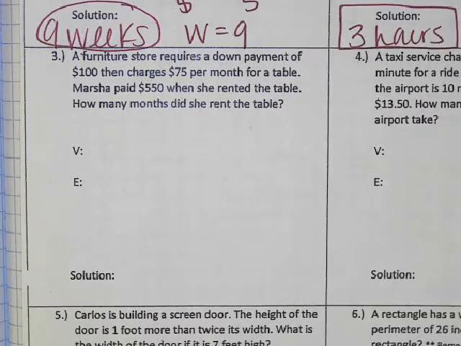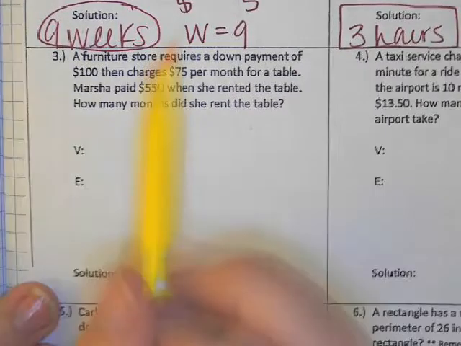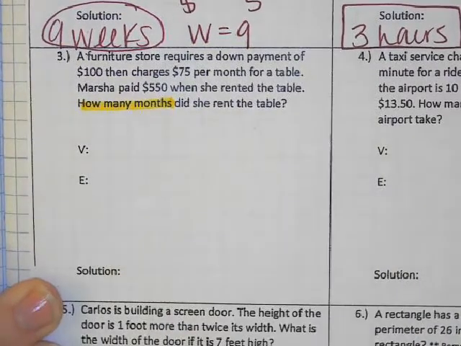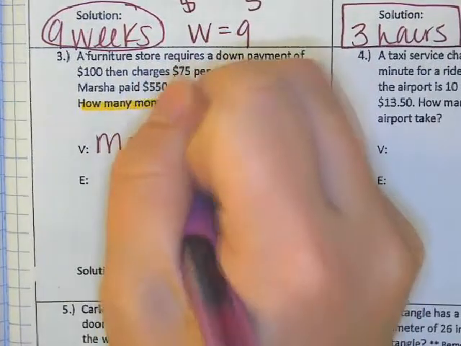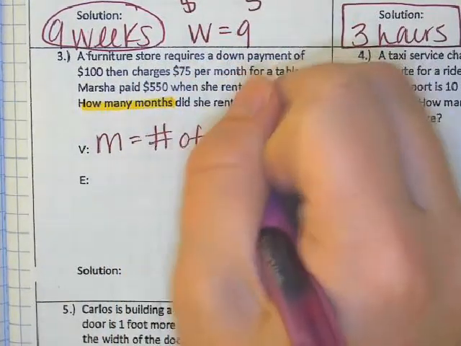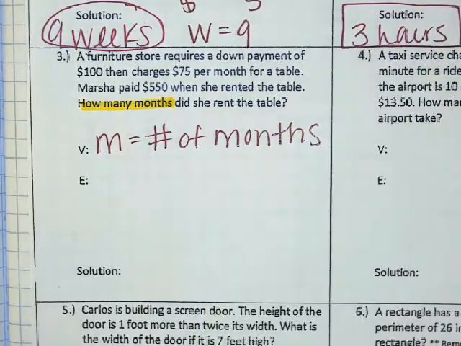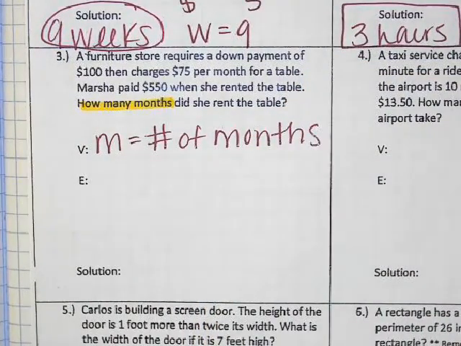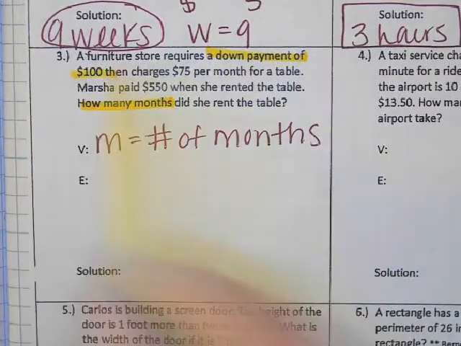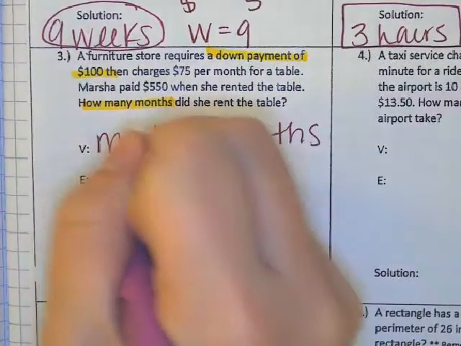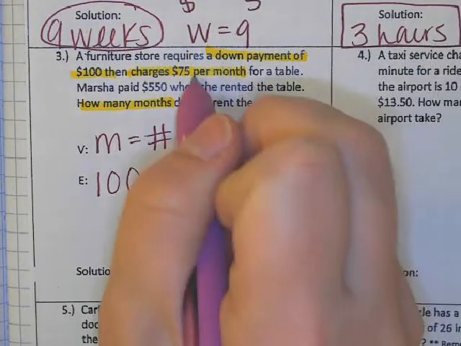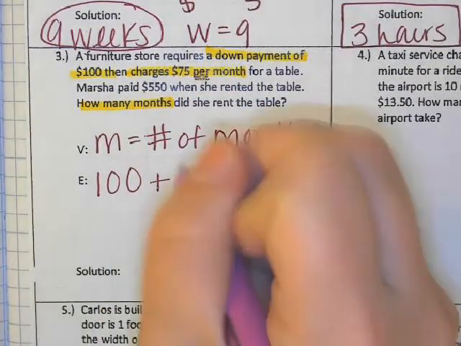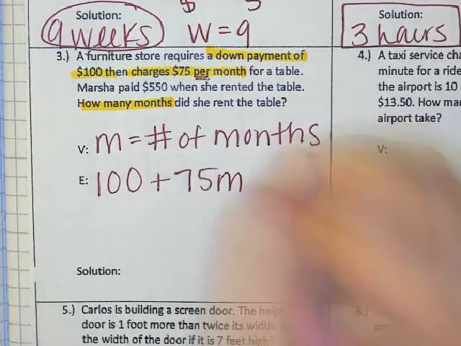Looking at this, I'm trying to figure out how many months did she rent the table. This is going to help me with my variable. I'm going to say M equals the number of months. Now remember, Marcia started by giving a down payment of $100. She gave them $100 and they charged $75 per month. Per tells me I'm going to multiply. So I'm saying $75 times each month.